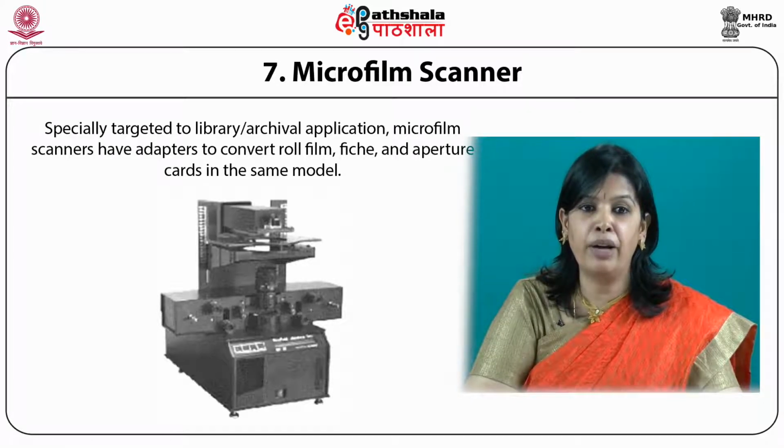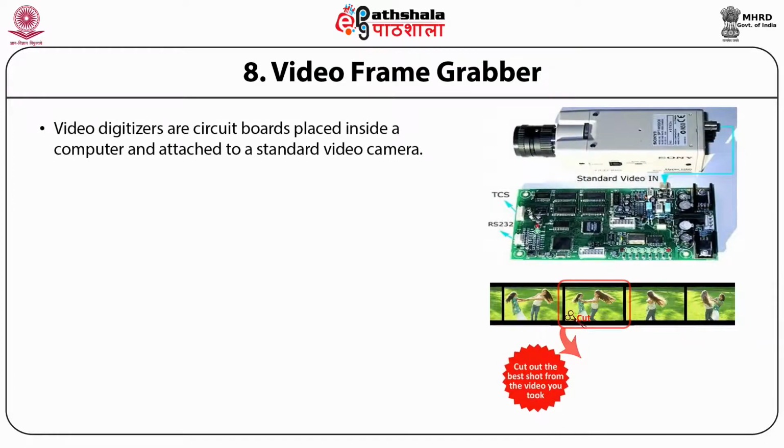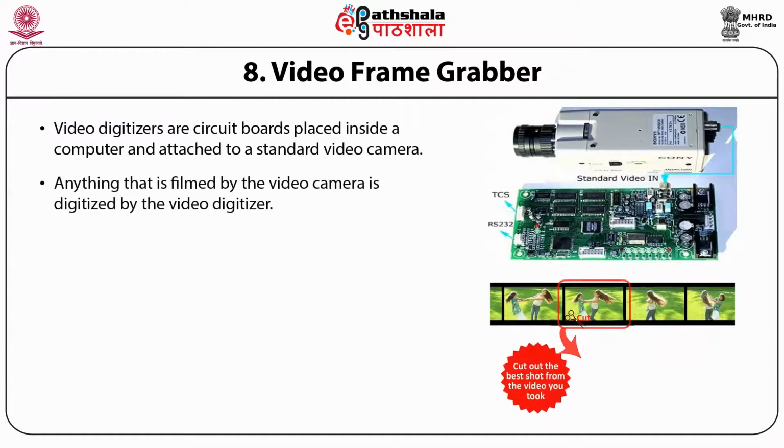Microfilm scanners have adapters to convert roll film, fiche, and aperture cards in the same model. Eighth one is the video frame grabber. Before going to the video frame grabber, let us see about video digitizers. Video digitizers are circuit boards placed inside a computer and attached to a standard video camera. Anything that is filmed by the video camera is digitized by the video digitizer.